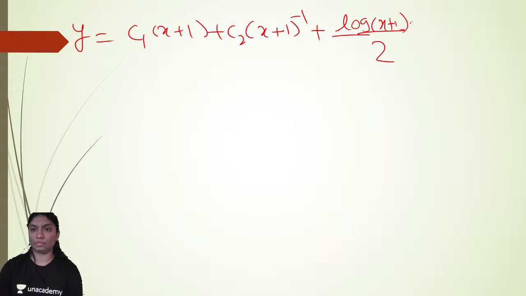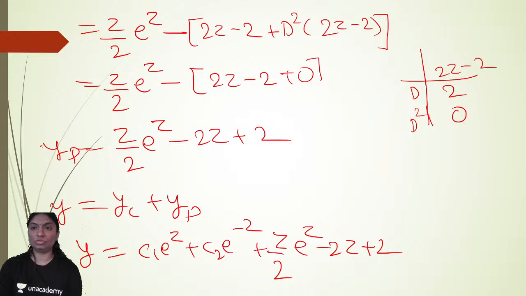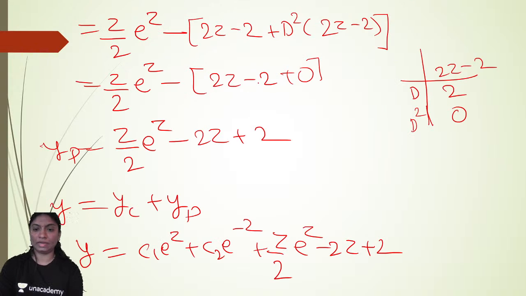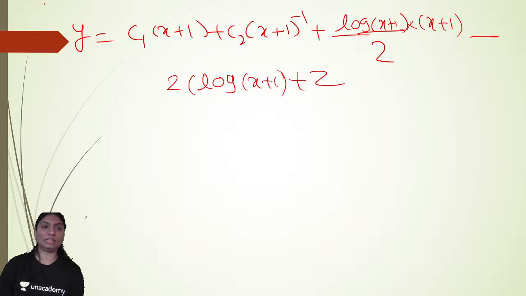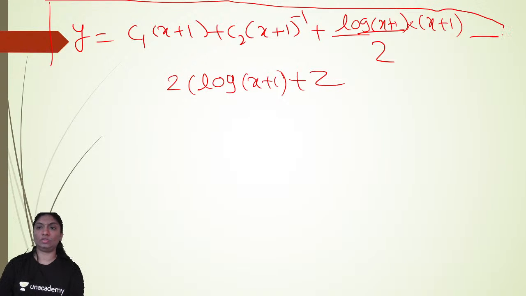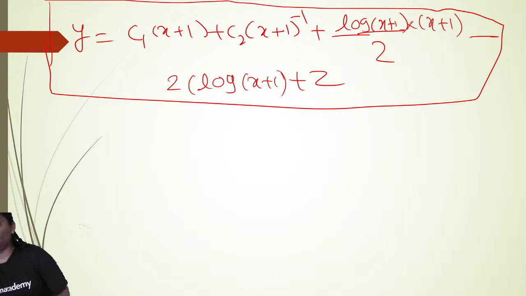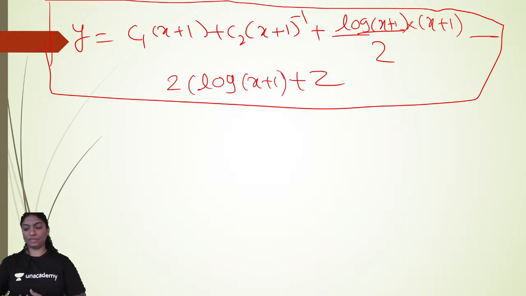Means x plus 1 into x plus 1, minus 2 into log of x plus 1, it means plus 2. This is your final answer. Y is equal to this. Hope you are clear here how to find the solution for Legendre's differential equation, converted into a linear differential equation with constant coefficients, and we solve it by using substitution. Okay. So I hope you are clear here.